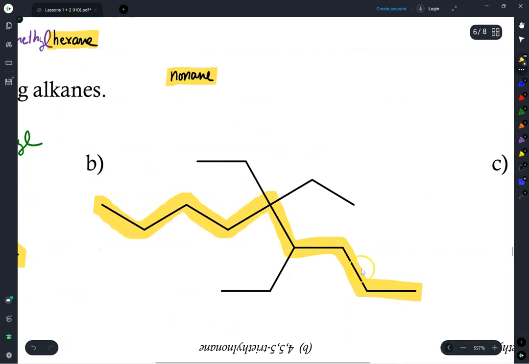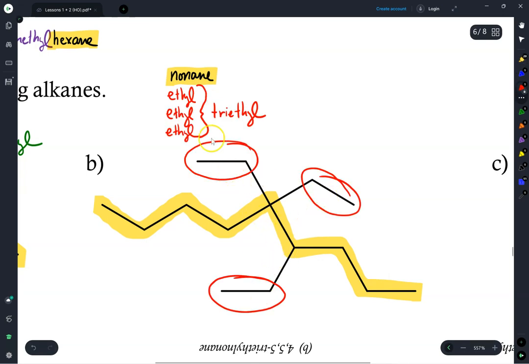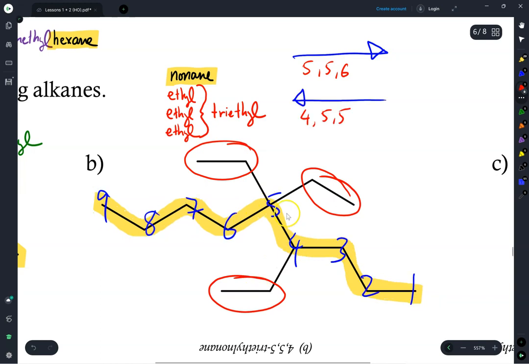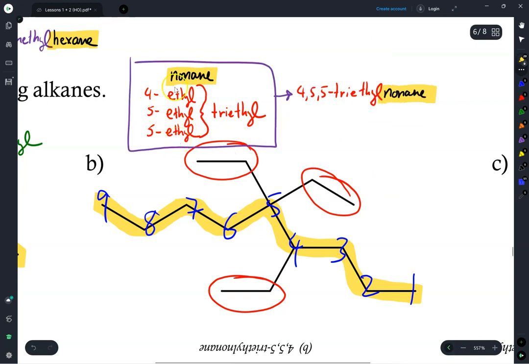So the parent chain is nonane with 9 carbons all linked together by single bonds. And we have 3 of these ethyl branches, which we will shorten to triethyl. If I count left to right, my address numbers are 5, 5, and 6. But if I count right to left, my address numbers are 4, 5, 5. Looking at the first column, I see that the right to left has a lower number with the number 4. So I'll choose right to left as my counting direction, giving my ethyl branches an address number 4, 5, and 5. And putting it all together, we get 4,5,5-triethylnonane for this chemical compound.